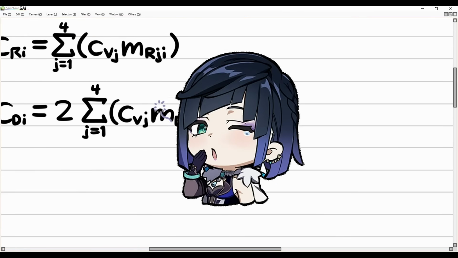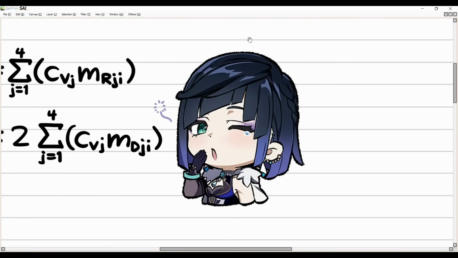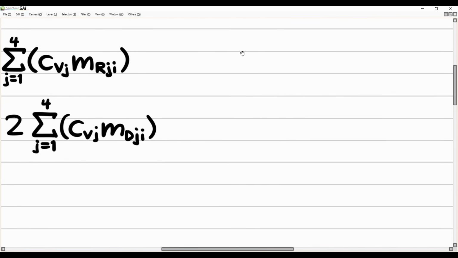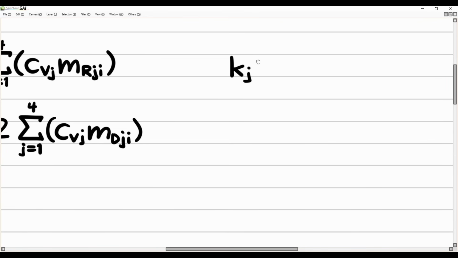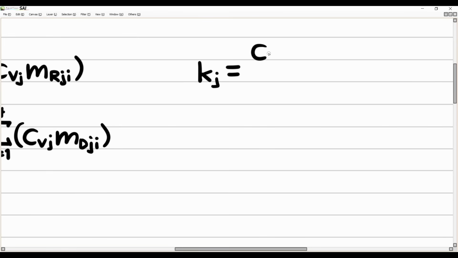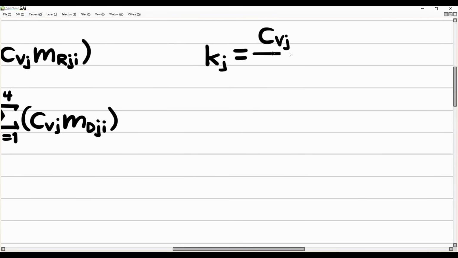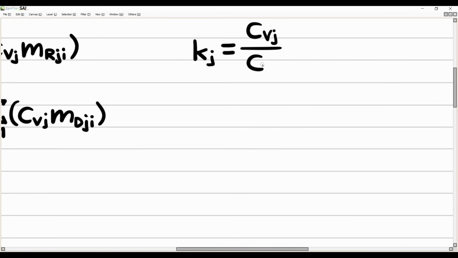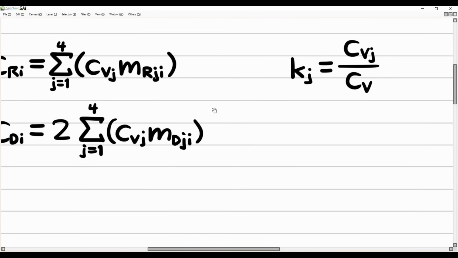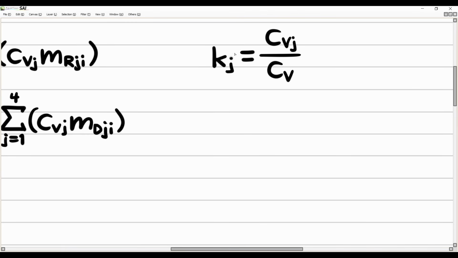But for me, I'm not going to explicitly choose. I will specifically define a relationship where kj is the common value on the jth tier, so we take the common value from the jth tier and divide it by an overall common value, a universal common value, if you will. And this kj is just the ratio of those two.